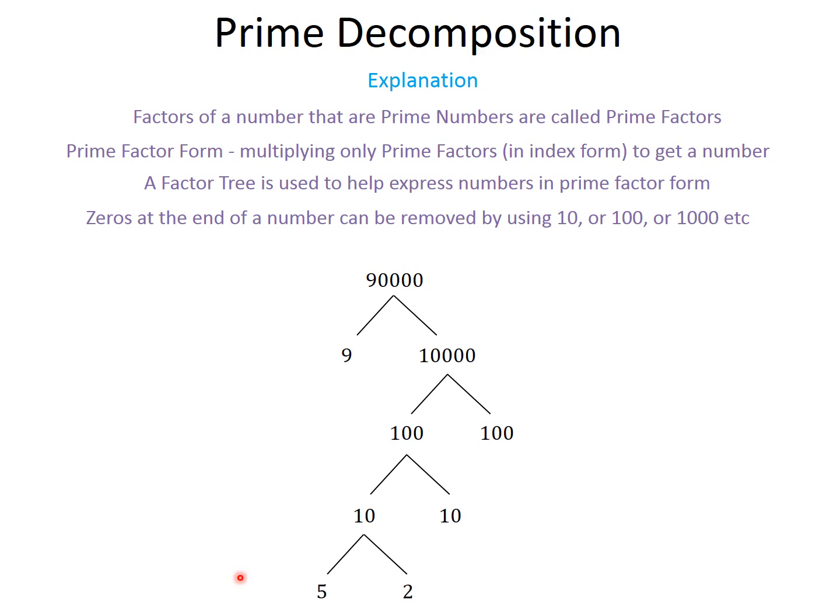Now, I haven't finished this factor tree because I didn't keep going with the 9 and I didn't keep going there. We'll see an example that's like this. But just remember, to deal with the zeros, we just split them off, and this side will deal with all the zeros. This side will deal with the non-zero part.